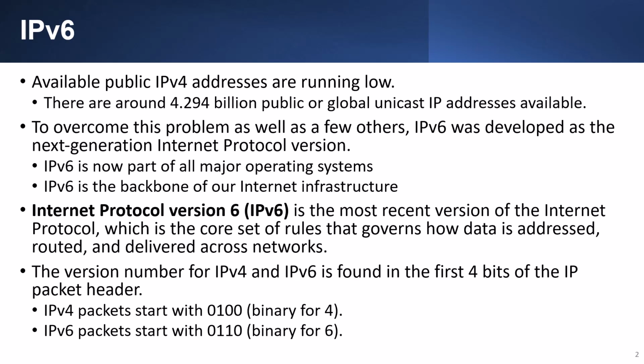The version number for IP version 4 and IP version 6 is found in the first 4 bits of the IP packet header. IP version 4 packets start with 0100, which is binary for 4, while IP version 6 packets start with 0110, which is binary for 6.